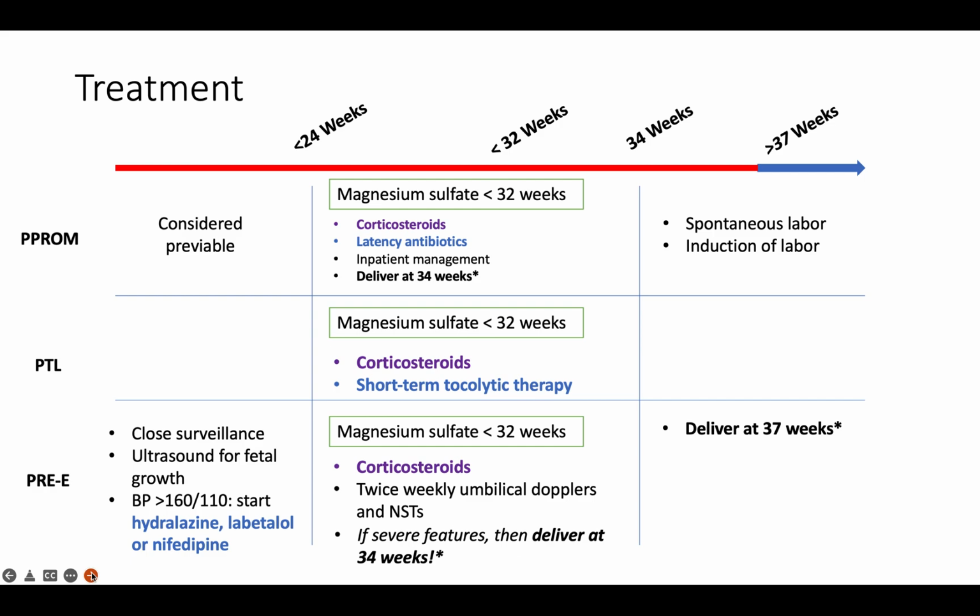So here is our summary treatment slide. You can see for PPROM, PTL, and PRE-E, all moms get magnesium sulfate for neuroprotection. All moms get corticosteroids for baby's lung development. PPROMers get latency antibiotics. PTL gets short-term tocolytic therapy in the hopes that they don't actually go into labor and can finish out their gestation. And then PRE-E, we have to make sure their blood pressure stays under control, and we give them blood pressure medications.